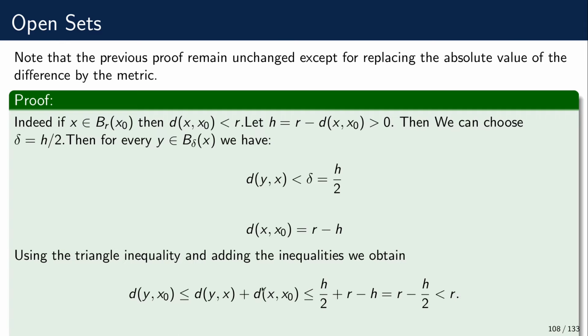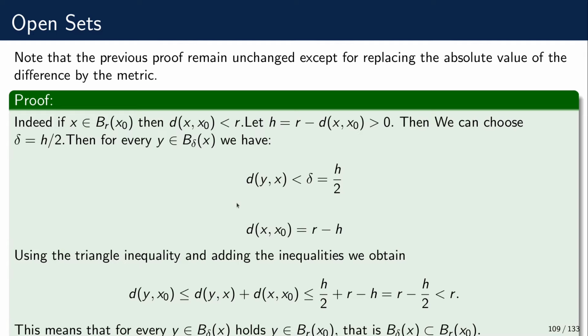On the other hand, using the triangle inequality, we see that this has to be greater than the distance of y from x0. So we have shown that for an arbitrary point y in the ball with radius delta around x, the distance of y from x0 is smaller than r, which means that y lies in the ball of radius r around x0. The last sentence is just what I said verbally.